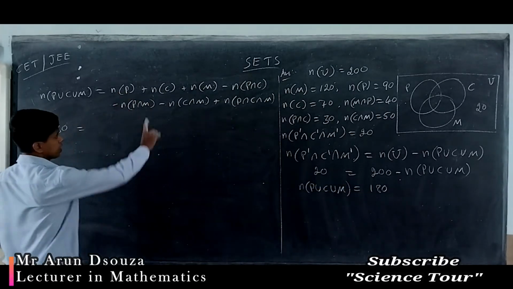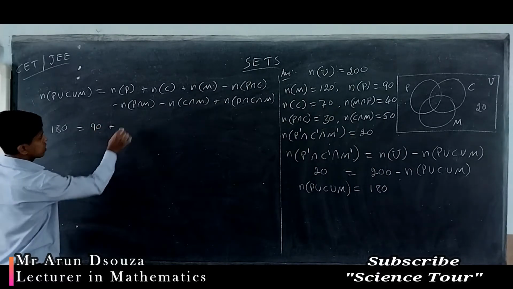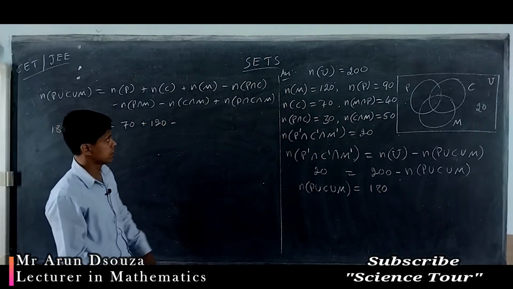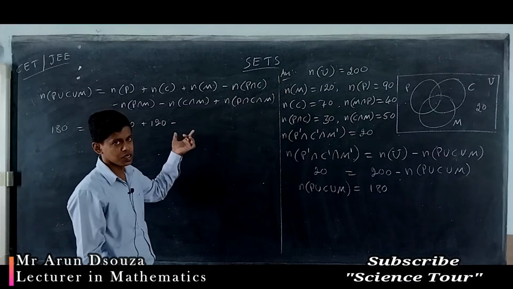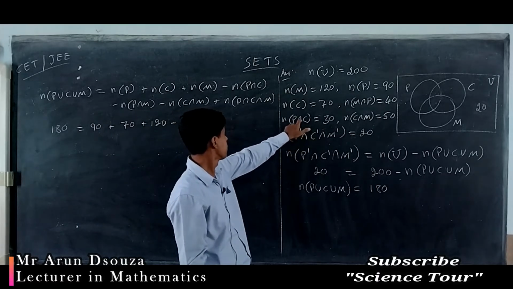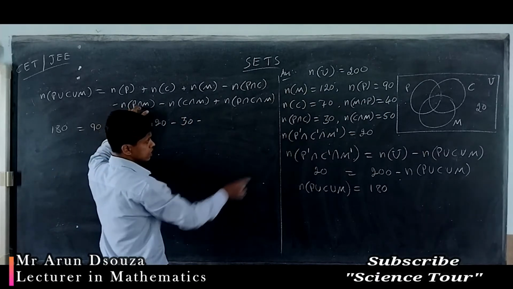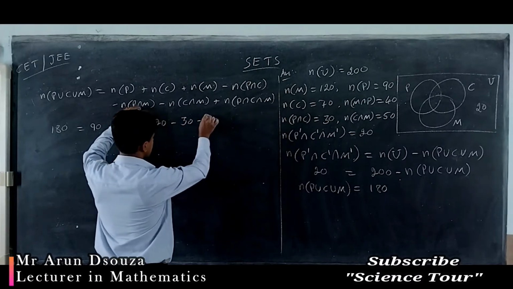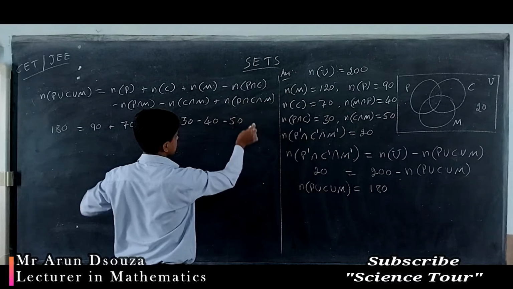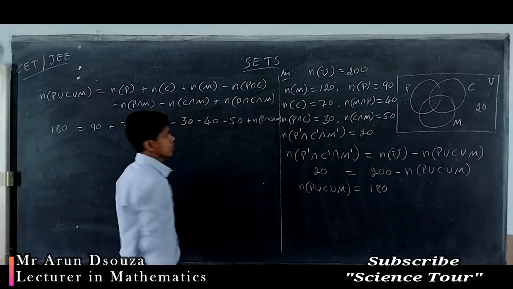Good. Now what is n of P? I'm sorry, n of P is 90, and n of C is 70, and n of M is 120, and maths has the highest number of students. Because this is maths class, therefore maths has the highest number of students. Anyway, now P intersection C is 30, P intersection M is 40, and then C intersection M is 50. And what is this? We don't know. That's what we are finding.